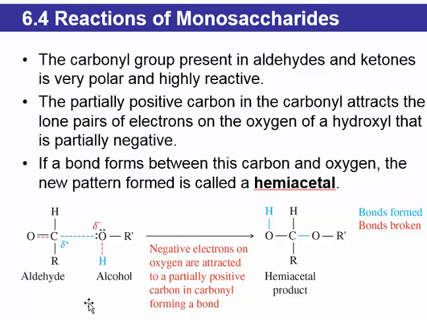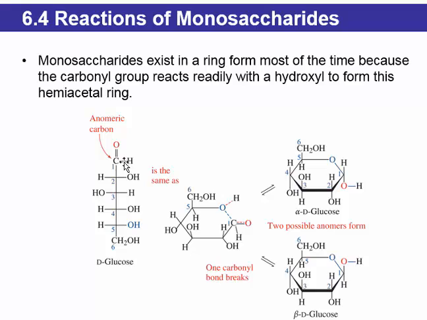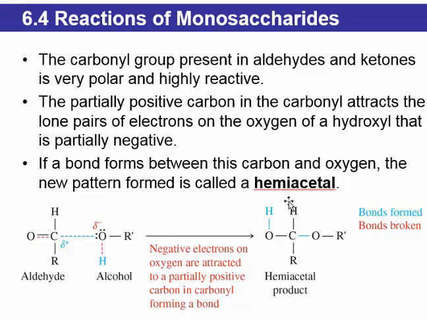We're going to focus on the formation first of a hemiacetal, and that's because we're going to spend a lot of time looking at how D-glucose exists in solution. And glucose is an aldose. It has that aldehyde functional group. And a hemiacetal forms from an aldehyde and an alcohol.